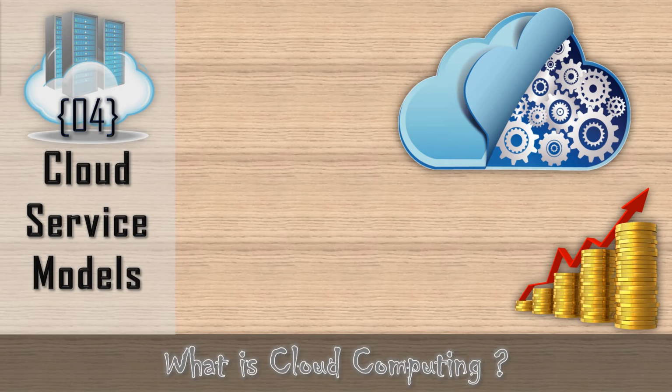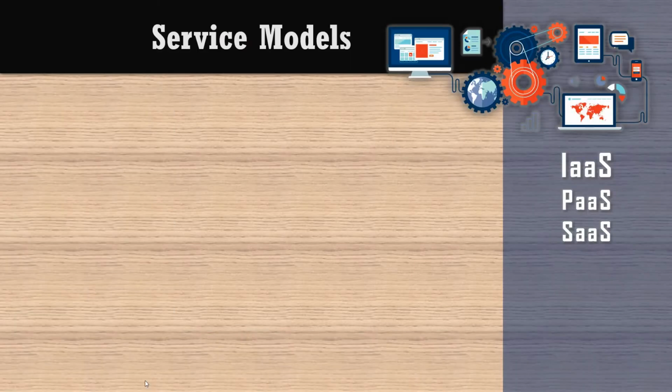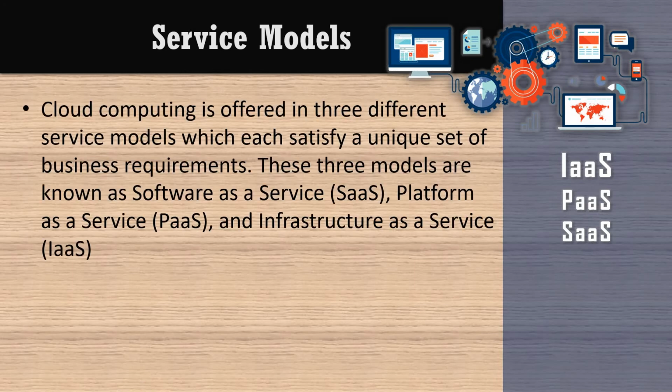We are back to discuss the fourth episode. It will be about service models. What kind of service are cloud providers providing us with? So let's get started. Service models, there are three main service models that we have. They are going to satisfy our unique set of business requirements. They are software as a service, platform as a service, and infrastructure as a service.